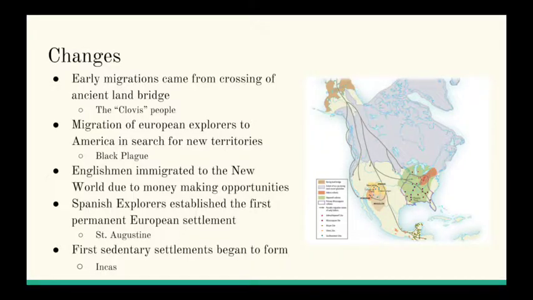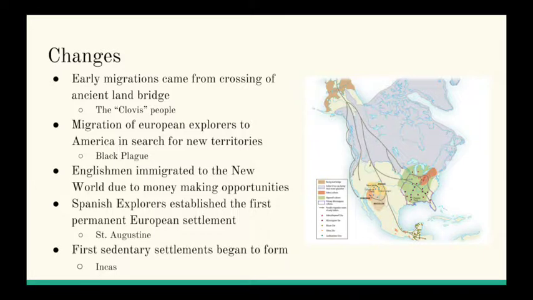Changes we can see in Unit 1 can be early migrations that came from a crossing of an ancient land bridge into the Americas over the Bering Strait into what is now Alaska. These migrations were the result of the developments of stone tools like spears. All these land-based migrants are known to scholars as the Clovis people.